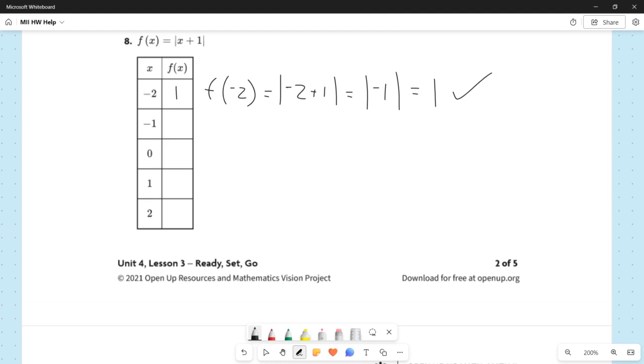Continuing on, for f of negative 1, we take negative 1, add 1, we get 0, and the absolute value of 0 is 0. Our next input is 0. When we plug it in, 0 plus 1 is 1, and the absolute value of 1 is 1. When we plug in a 1, we get 1 plus 1 is 2, and the absolute value of 2 is 2. Our next input is 2. We plug it in, we get 2 plus 1 is 3, and the absolute value of 3 is 3. And that's it for that problem.